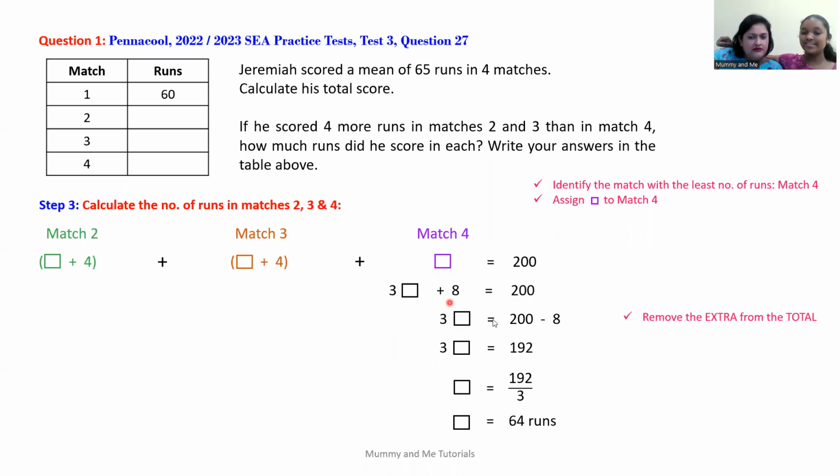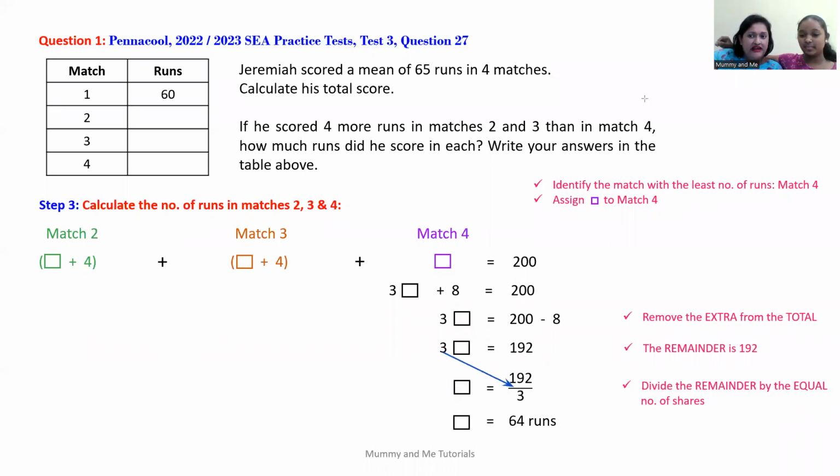Therefore, to find 3 boxes, we remove the extra of 8 by subtracting 8 from the total of 200. Right. And we got that 3 boxes are equal to 192. But is there a name for this 192? What do we call this 192? The remainder. So this 192 is the remainder. So now 3 boxes equal to 192. Good. Therefore, 1 box is equal to 192 divided by 3.